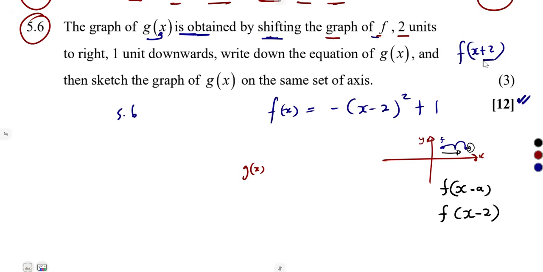When you solve for x, this is the idea, guys. You solve like this. x plus 2 is equal to 0. So x is equal to minus 2. So it means x is moving what? Negative units, negative 2 units, negative to the left.